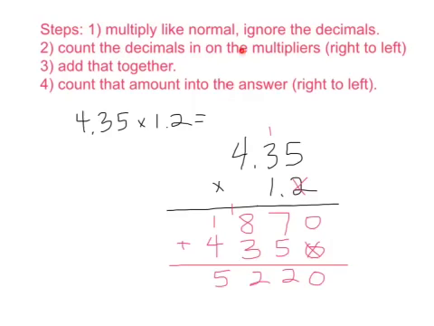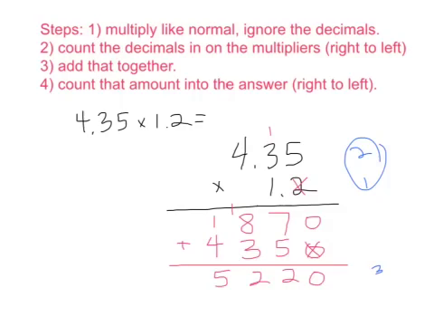Step 2, count the decimals in on the multipliers from right to left. So starting here, I'm going to count across 2 spots to get to the decimal. So over here, I'm going to write a little 2. It took me 2 spots. On this one here, I count across 1 before I get to the decimal. So I'm going to go ahead and put 1. Step 3 says add those together. So I'm going to add those 2 numbers together, and that's a 3.